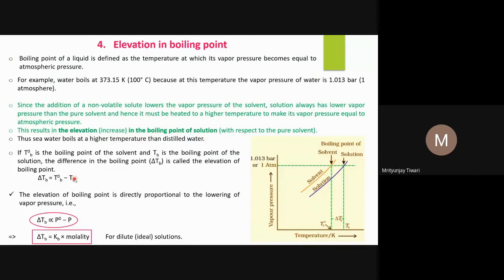So delta TB is T naught B minus TB. The elevation of the boiling point is directly proportional to the lowering of the vapor pressure. That is, delta TB is proportional to P naught minus P, and P naught minus P is proportional to the molality, as we have already seen. So delta TB is proportional to the molality. If we remove proportionality, we add a constant, which we introduce as Kb, so delta TB is equal to Kb into molality, for dilute solutions.